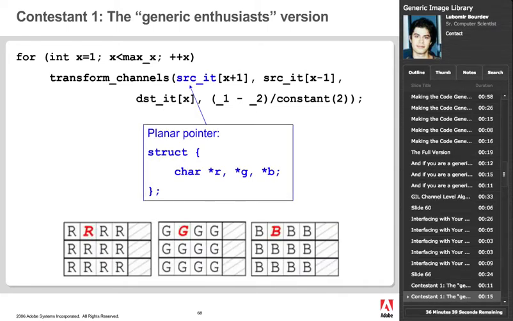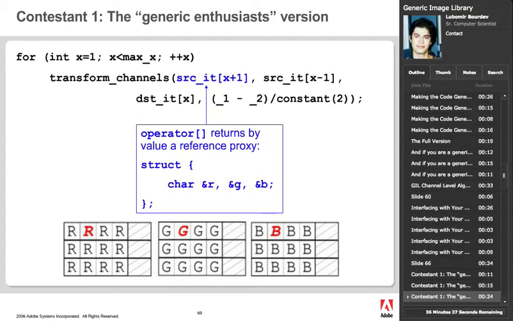First of all, the iterator to a planar image can no longer be a simple pointer because the 3 channels are in different memory locations. Instead, we have a bundle of 3 pointers to the 3 channels. Dereferencing a pixel iterator is supposed to return a reference to a pixel, but again, the pixel is distributed in memory, so instead we return by value a reference proxy class. It's a class that pretends to be a pixel reference, but instead contains 3 references to the 3 channels inside of it.